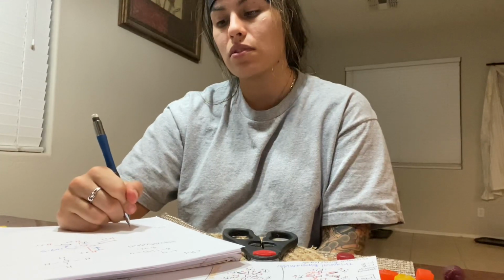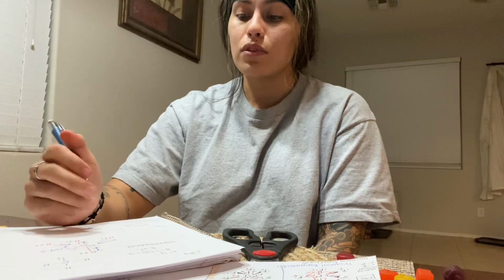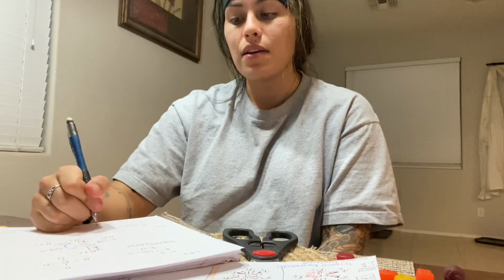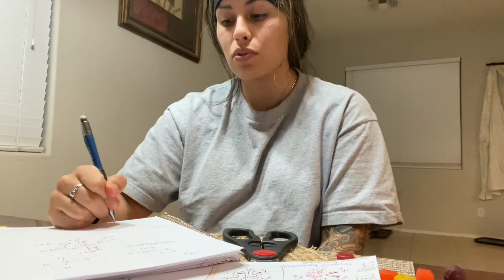Valence electrons for phosphorus is going to be 5, and for fluoride it's going to be 7. However, since it is PF5, that means we have 5 fluorides, so we're going to multiply 7 times 5, which is going to equal 35. 35 plus 5 is going to be 40 valence electrons total.